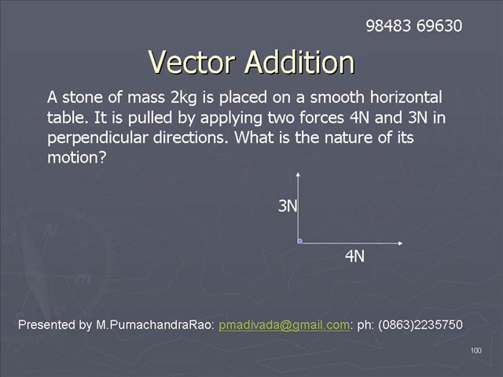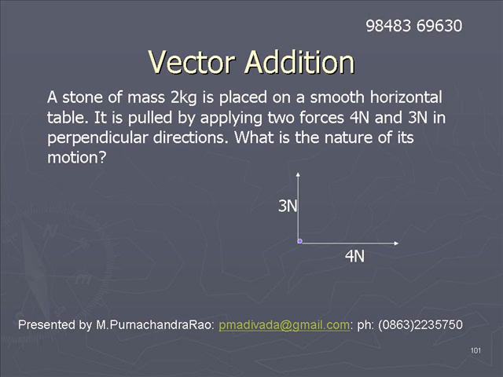A stone of mass 2 kg is placed on a smooth horizontal table. It is pulled in two perpendicular directions by applying two forces, say 4 newtons and 3 newtons. Describe the nature of its motion.